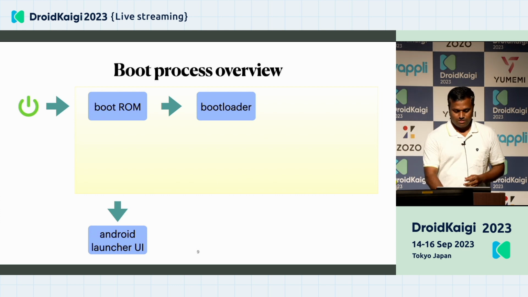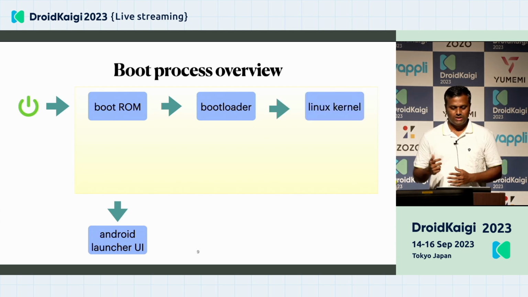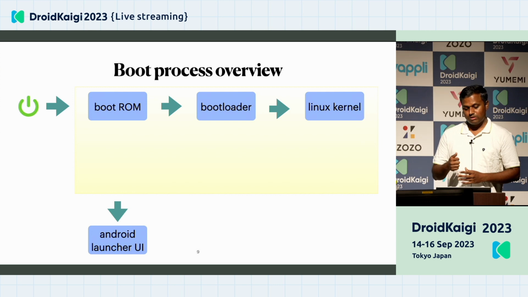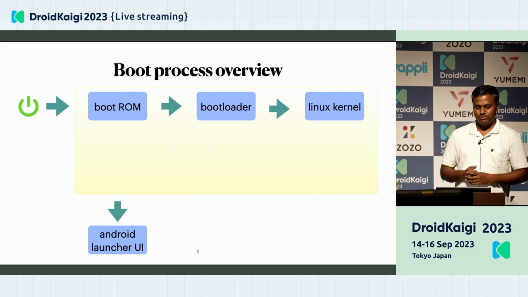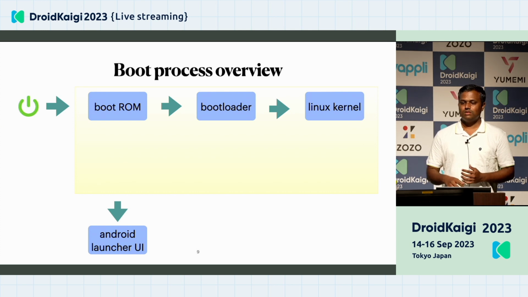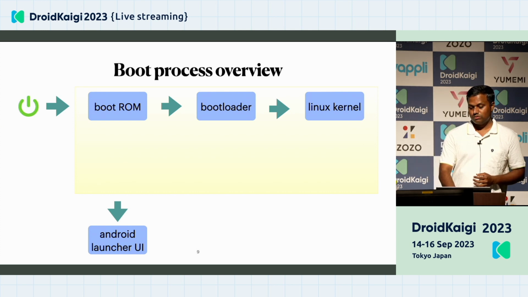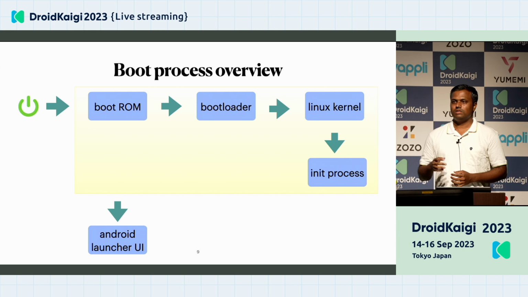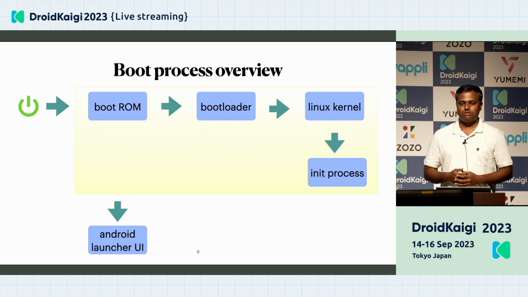Later, the Linux kernel takes over, and it's responsible for process management and memory management related things. The kernel loads the root file system, and it searches for the init process to start. For that purpose, it reads the init.rc file and starts the init process. In any Android device, the init process is the very first process, and this init process later starts all other processes from here onwards.